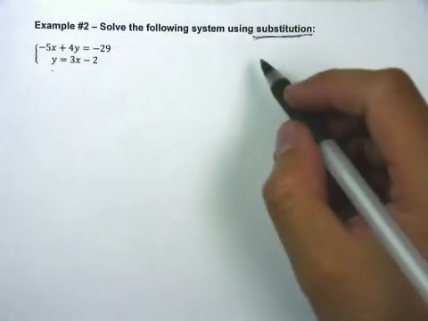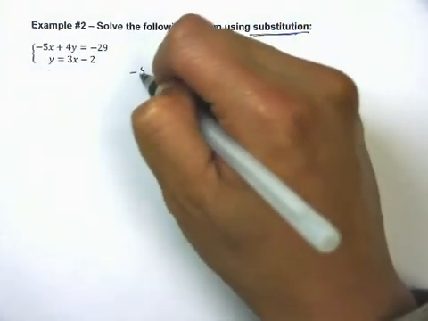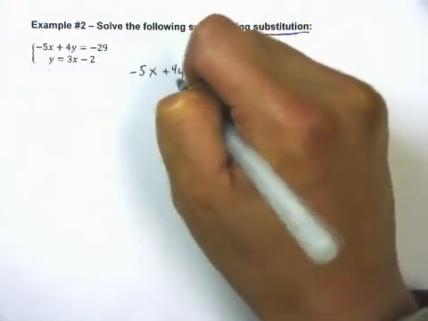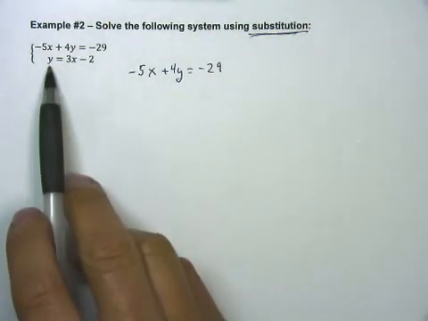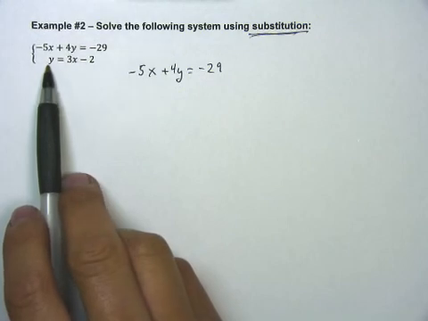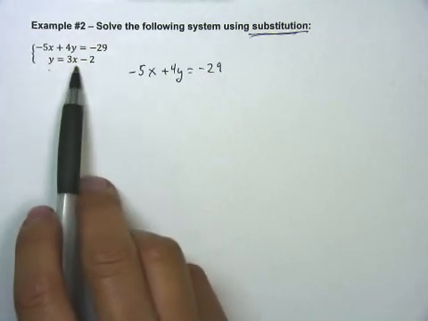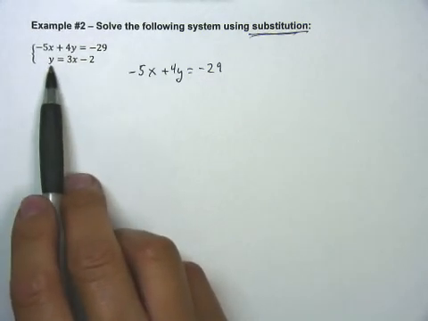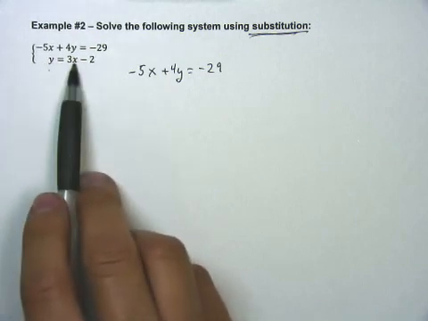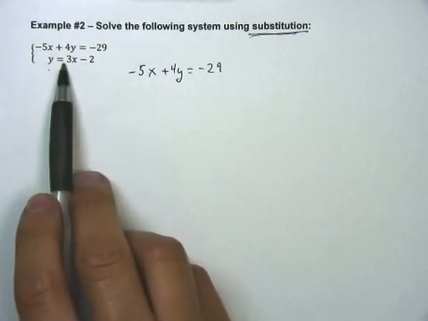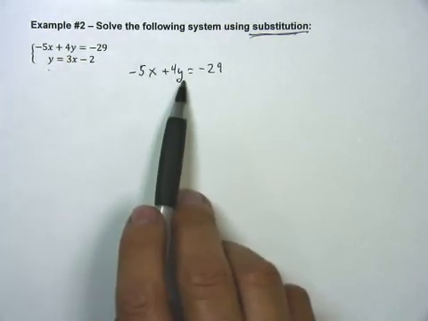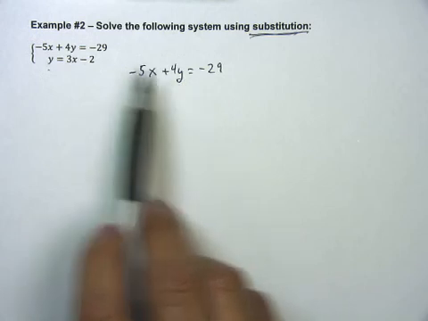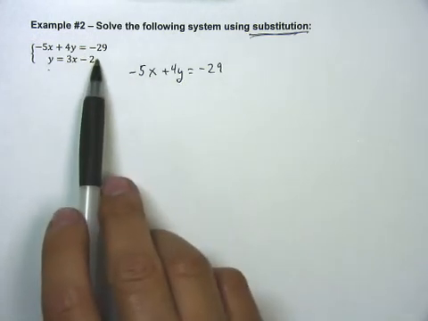All right, so let me start in this case with my first equation. My first equation was this: negative 5x plus 4y equals negative 29. And I noticed that for the second equation, I have this, that y is equal to 3x minus 2. Well, let's think about that. If y is equal to 3x minus 2 in this equation, well, for our solution, this y in the first equation has to be the same thing, because we're looking for the point where the x and y for both of these equations are the same.